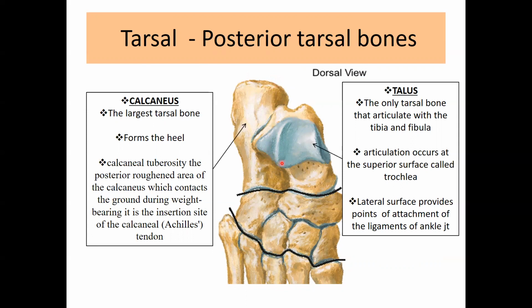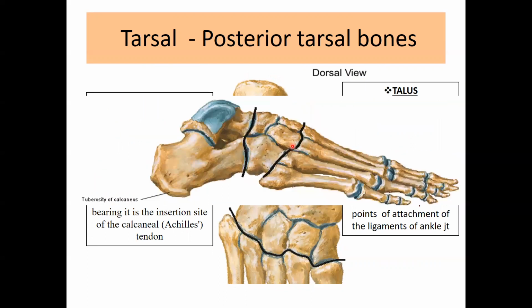Talus is this one. Talus, the only tarsal bone that articulates with the tibia and fibula. Articulation occurs at the superior surface called the trochlea. So this is the trochlea. The lateral surface provides a point of attachment for the ligaments of the ankle joint.